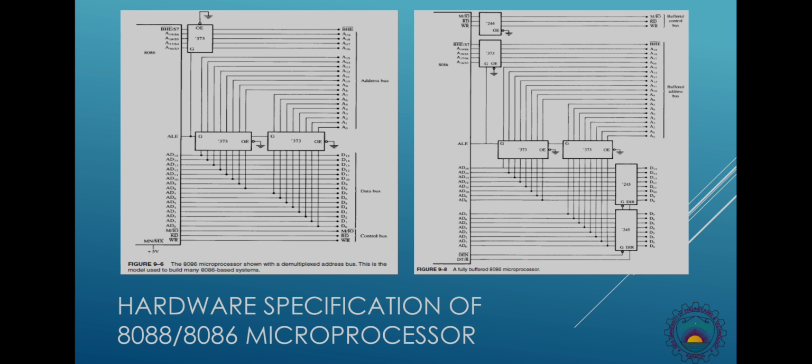So whenever there will be an address present at AD0 to AD15, ALE will be in active state, or you may say that ALE will be at logic 1, and the address will be present at the output pins of the latches. So you will be having the A0 to A15 address present at the output of the latches.